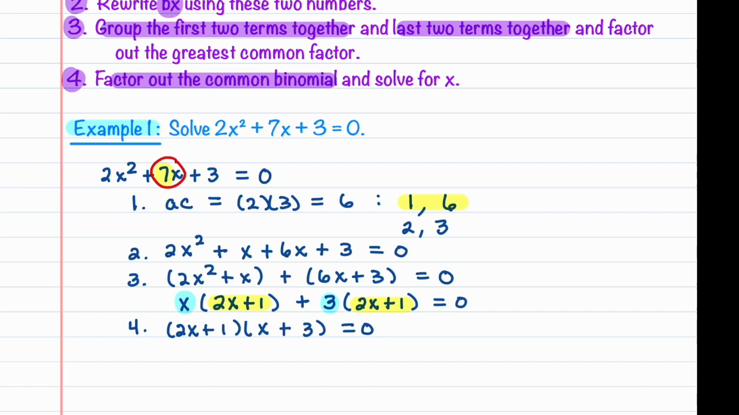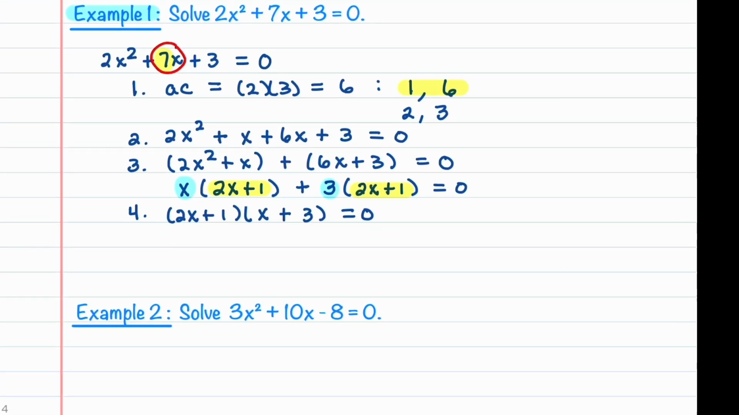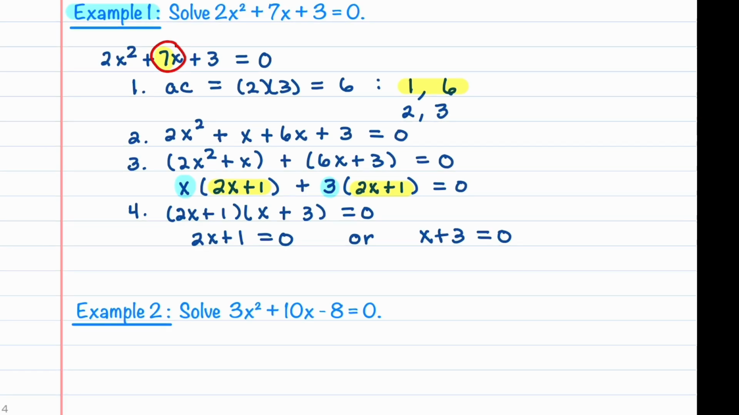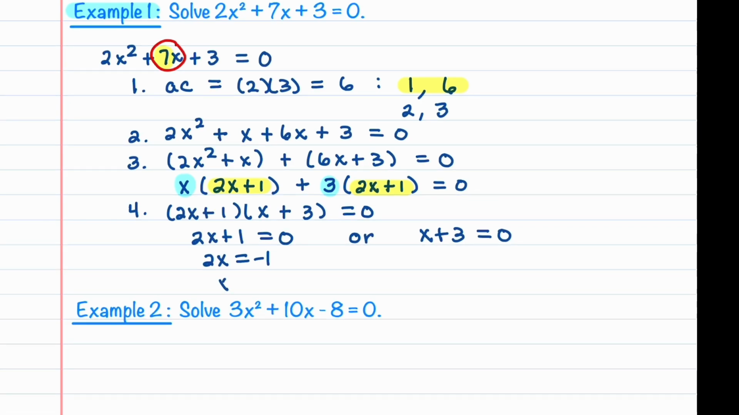Now we have 2 equations to solve. We have 2x plus 1 is equal to 0, or we have x plus 3 is equal to 0. Let's do the one on the left first. I'm going to subtract 1 from both sides, so we get 2x is equal to negative 1. Then we'll divide by 2 on both sides, and we get x is equal to minus 1/2. Now let's look at the right.